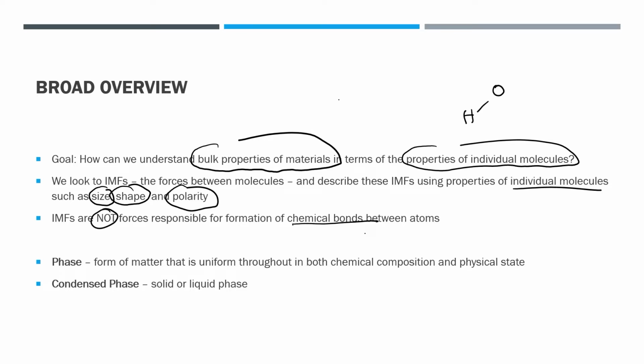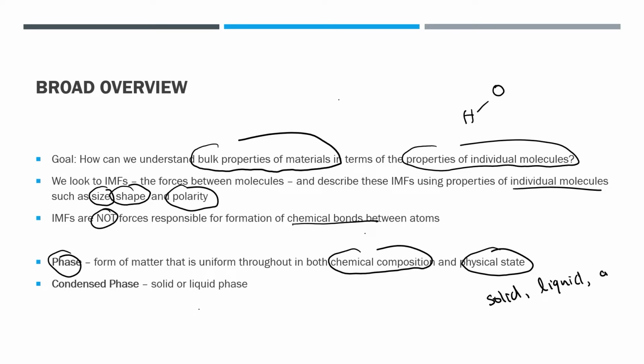Okay, so now I just want to go over some basic terminology that we should just know. One term I want you to know is phase. What is phase? That's just a form of matter that is uniform throughout in both chemical composition and physical state. This can be a little confusing. We think of phases as being, for example, solid, liquid, gas, but this is describing only physical state. We can actually break this down further.